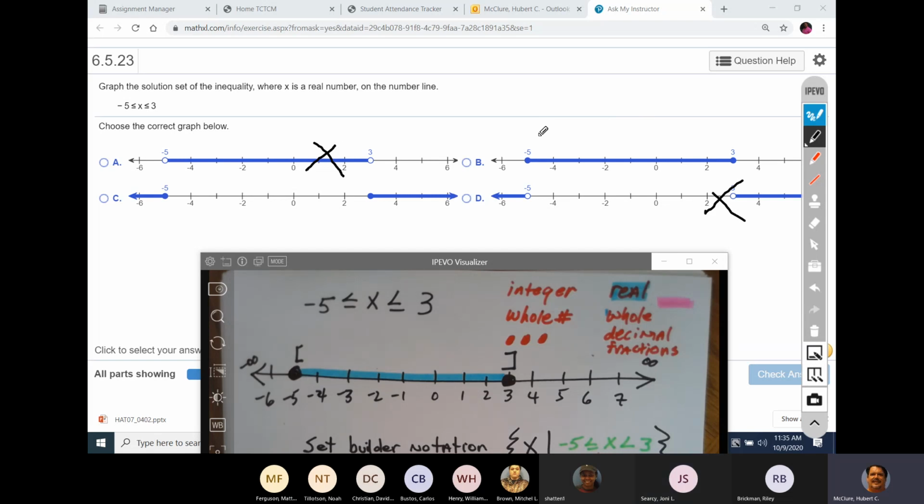And I told you at the beginning of 6.5 that you had to write down those 4 inequalities and what they stood for. And these two stand for closed circles. And this one's not it because it's going the opposite direction. So it has to be B.